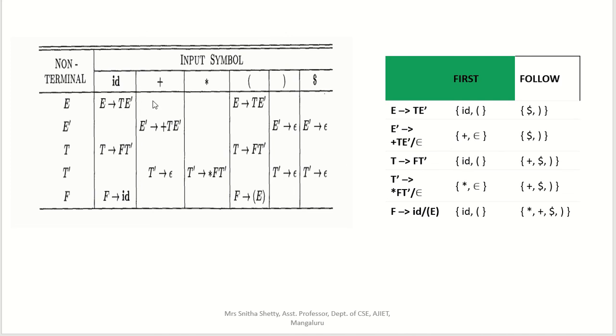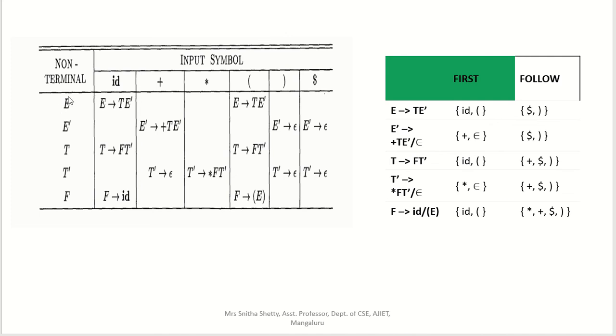We call this parsing table the LL1 parsing table. Now one more point you should remember is that in a parsing table, if in a single place you get two productions, then this cannot be an LL1 grammar. Remember, here when E gives ID, you place the production E gives TE'. In the same place, if there was some other production, then we cannot call this an LL1 parsing table.